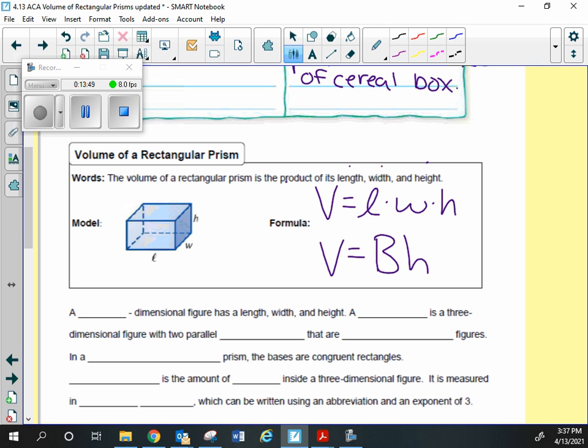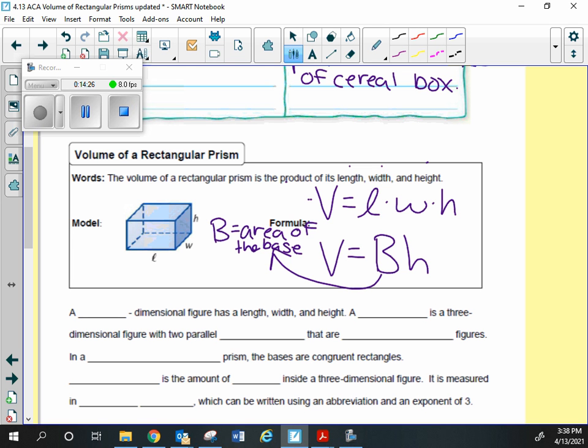Okay. The reason is, let me explain. So let's go through the letters. In this one, B stands for volume, L stands for length, W stands for width, H for height. Okay, looking at the other one, V still stands for volume, H still stands for height, but big B. I'm going to call it big B. There's a difference between the little b, this area, and big B in this. Big B stands for the area of the base. The capital B is talking about the area of the base.